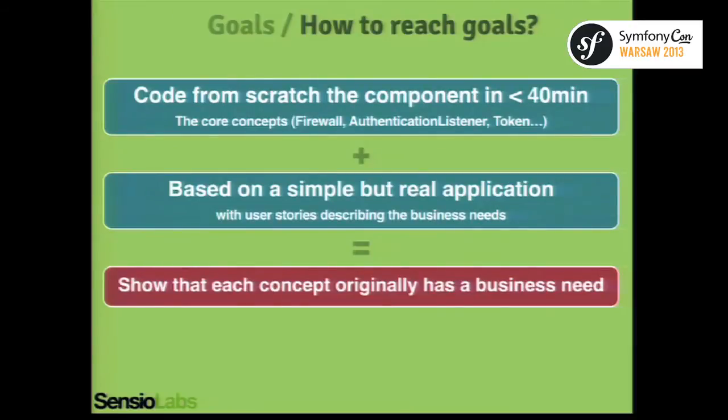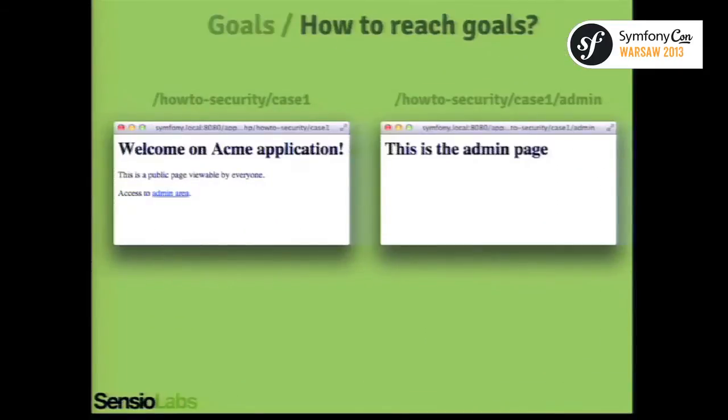So, how can we reach these goals during a conference? As seen at the beginning, the best way to prove that the security component is not as difficult as it appears is to redevelop it from scratch in less than 40 minutes. To keep things simple to follow, the re-implementation will be based on a simple but real application and user stories describing the business needs. And by re-implementing the component in this way, that will prove that each concept originally has a business need. And here it is, the great and complex application we need to secure by re-implementing the security component. Only 2 pages are needed, a home page and an admin page.